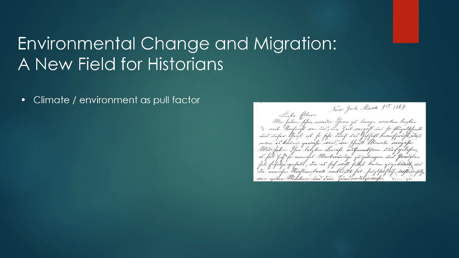This is not a complete list, just to highlight a couple of aspects that I think have emerged from this kind of research. For example, climate and the environment as a pull factor of migration. If you look at the transatlantic mass migration of the 19th century, for example, and letters sent home by migrants, almost every letter mentions the abundance of resources, the weather and the climate, the soil, flora and fauna. And this has been, I think, a key ingredient, not just in transatlantic communication, but it has also contributed to luring millions of Europeans to the New World.